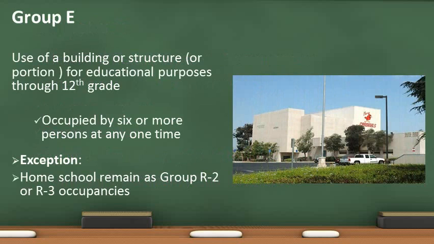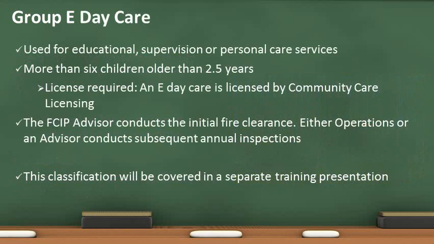The Group E occupancy classification covers buildings or portions thereof used for educating children through the 12th grade. The exception to this is homeschool. Group E daycare is defined as an occupancy used for education, supervision, or personal care services for 6 or more children who are at least 2.5 years old or older. This occupancy classification will be covered in a different training module.